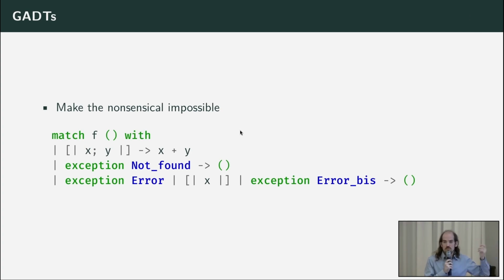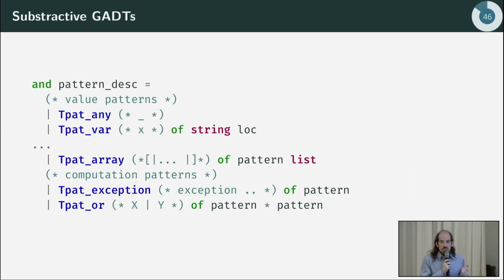Another way to say it is to do the subtractive way and look at a normal variant type. So let's consider a small pattern matching. I want to be able to match on arrays of variables or on exceptions and on OR patterns. So a quite natural definition would be to go to the algebraic data type, and then I would have an entry for variable, an entry for array, an entry for exception, an entry for OR clause.